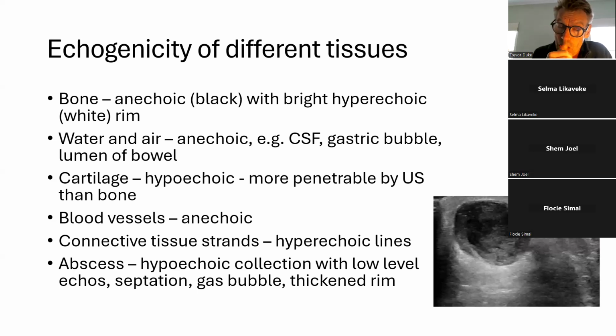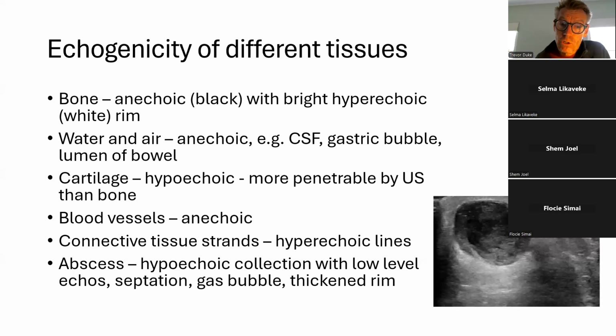Cartilage is hypoechoic. That is, there are some sound waves bouncing back, but usually the structures around it are more echoic than the cartilage itself. Blood vessels, as I said, if they're flowing freely and there's not a clot in them, then they're anechoic. Sound waves don't bounce back. Connective tissue, where it's like scar tissue or fibrous tissue or muscle, that will have hyperechoic lines throughout it.